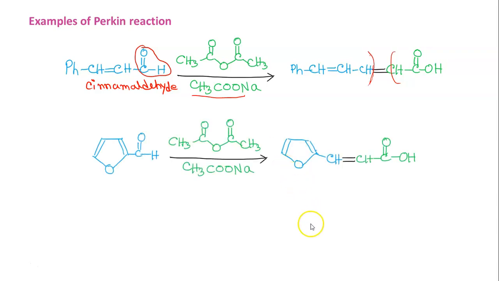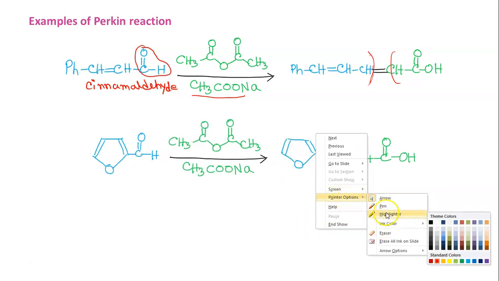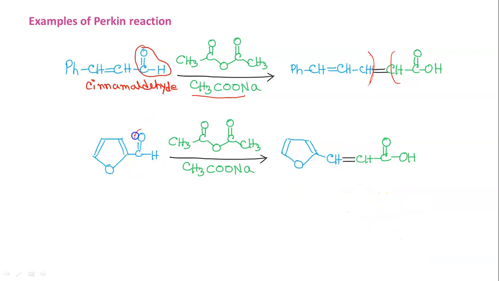Next reaction, now we have taken furfural. This is an aldehyde group attached to a furan ring, and we are using the same reagents, sodium acetate and acetic anhydride, and we are getting an alpha beta unsaturated carboxylic acid. Now see, this is also an aromatic aldehyde.